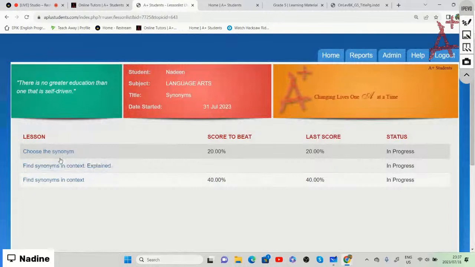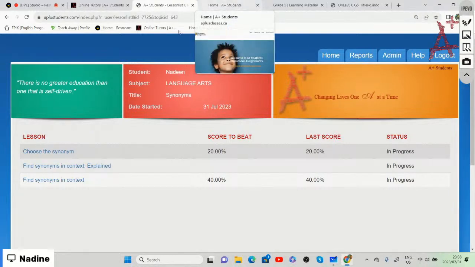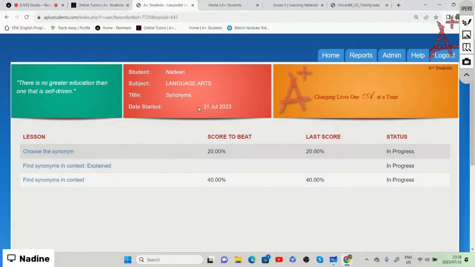All right, so that is basically synonyms. We went over choosing synonyms as well as finding synonyms within context. And we said synonyms are words with similar meaning, or words that are almost the same in meaning. So it's two different words, but the meanings are the same, or almost the same. All right, so now that is basically the chapter as well as our lessons on synonyms.